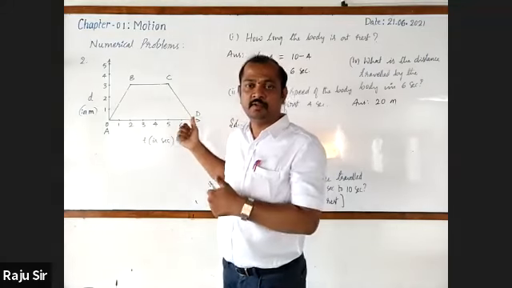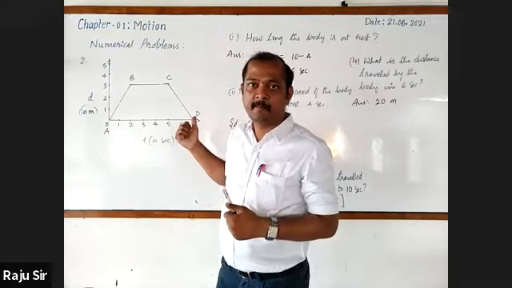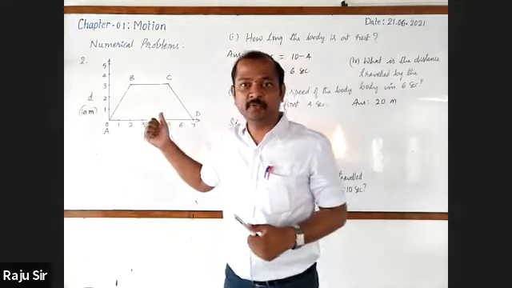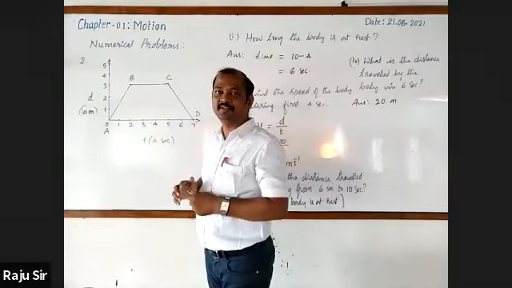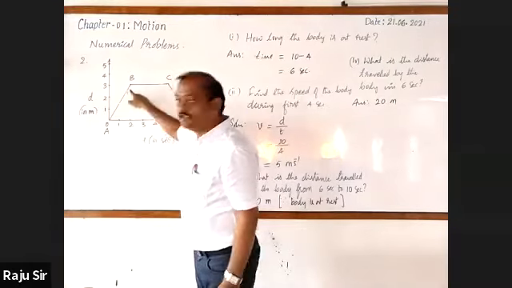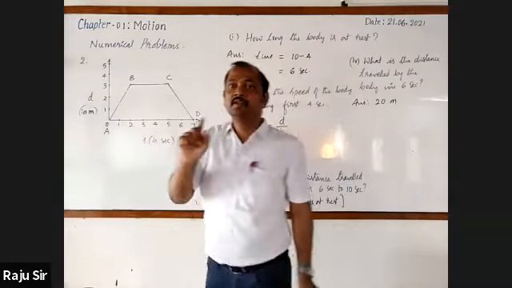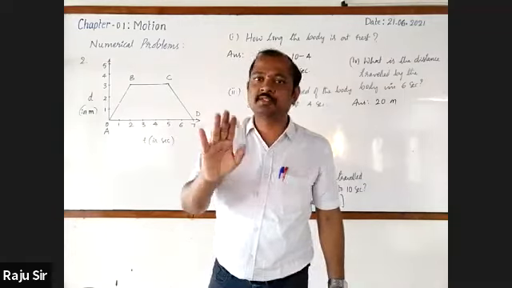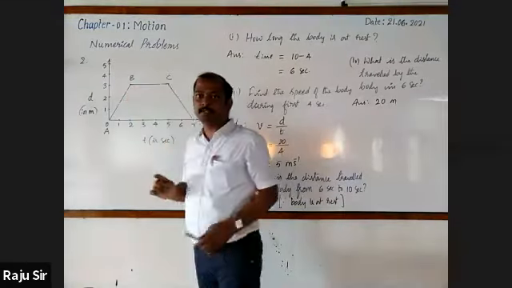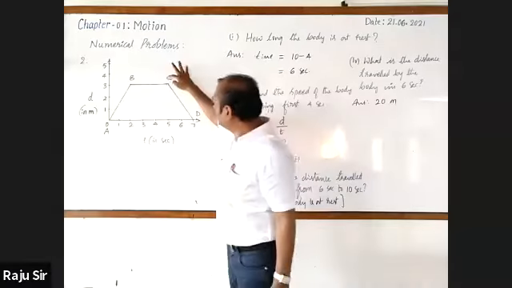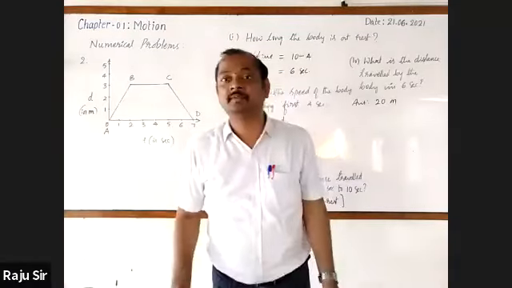Here, AB represents uniform motion or constant velocity. Next, BC represents the body is at rest. Then what does CD represent?